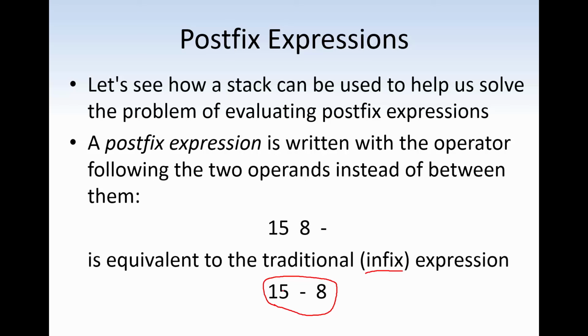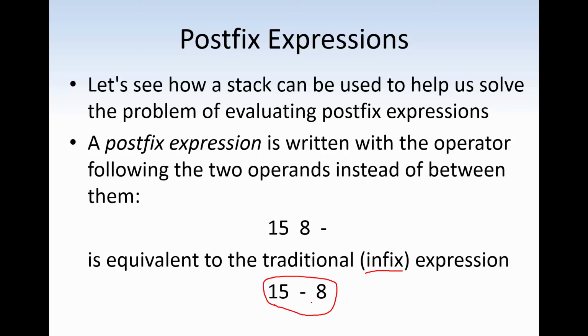So there's the example here: 15 minus 8. This is the normal way we would write an expression. We'd put our operand in the front, operator in the middle, and then an operand at the back. Infix notation: the operator occurs in the middle. So this is the way we typically write math. Unfortunately, it can be a little bit tricky sometimes. We have to use things like parentheses to make sure things are evaluated in a certain order. Otherwise, we have to know and follow the normal order of operation.